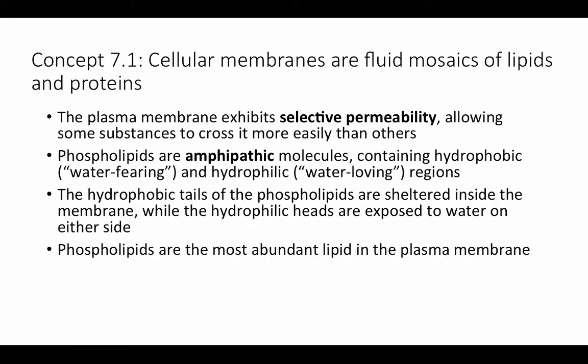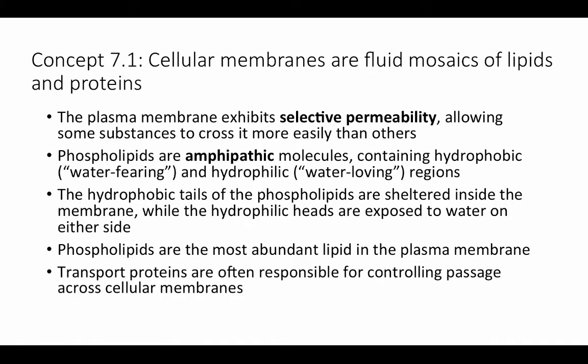So in terms of the components of the plasma membrane, phospholipids are going to be the most abundant lipid in the plasma membrane. There will be some other lipids incorporated, as we'll see later. And then there are also going to be different proteins embedded in this phospholipid bilayer, and they're also going to play a role in controlling the transport of different materials into and out of the cell.